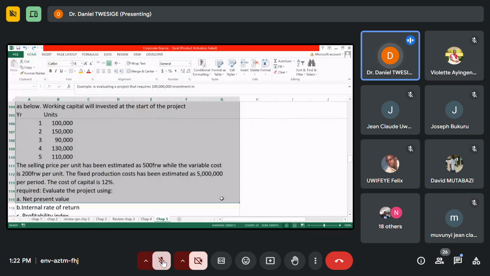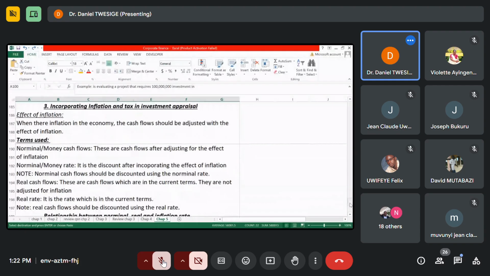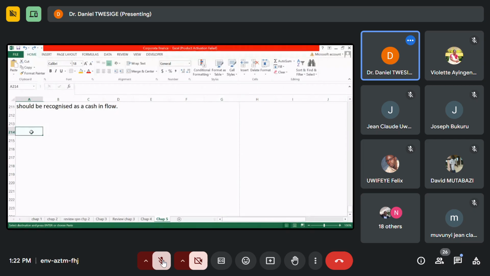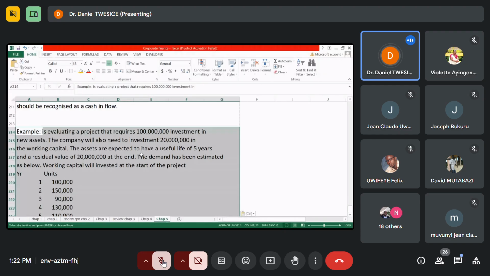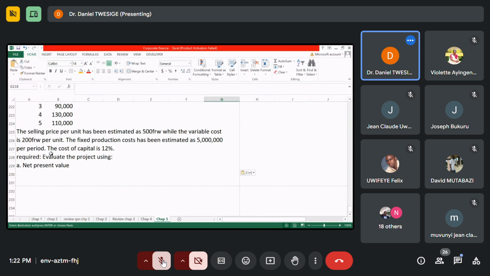Maybe I can only stop here. And I want to add some parts.